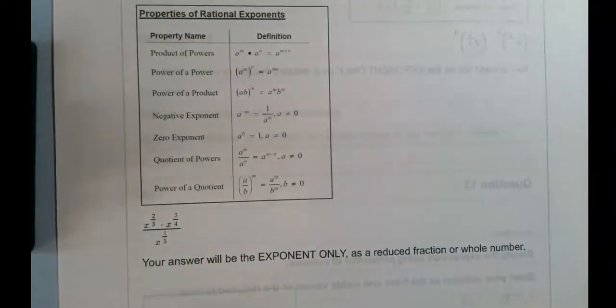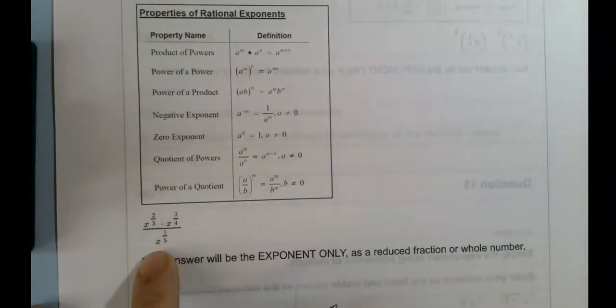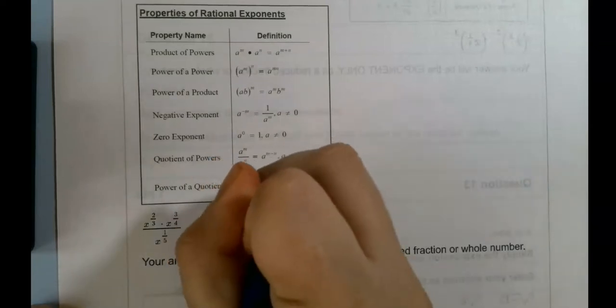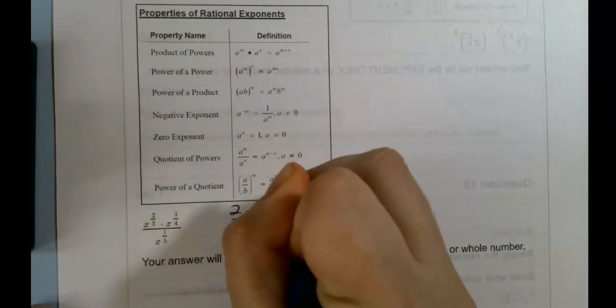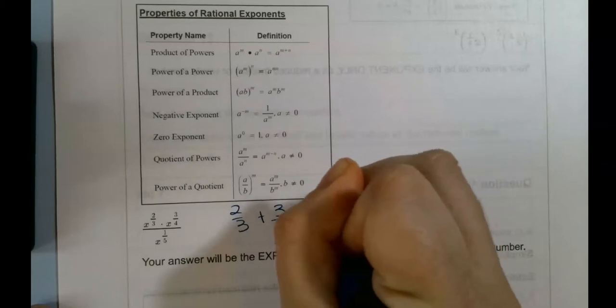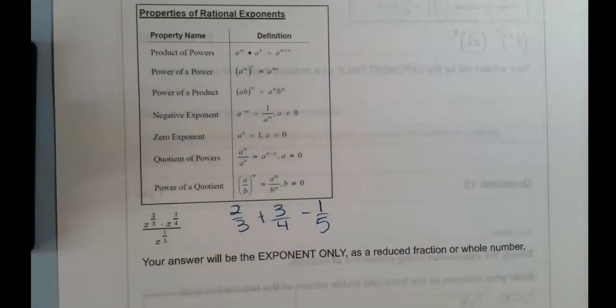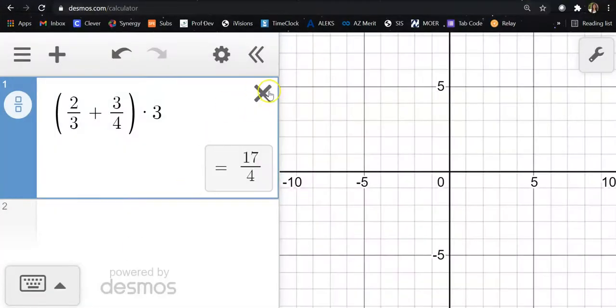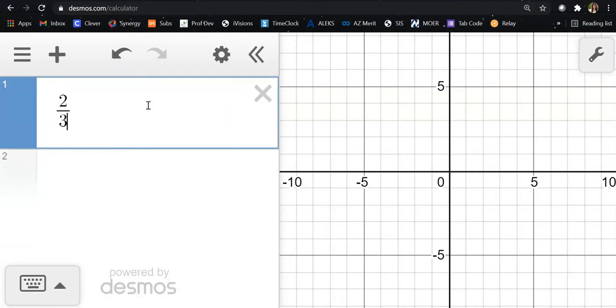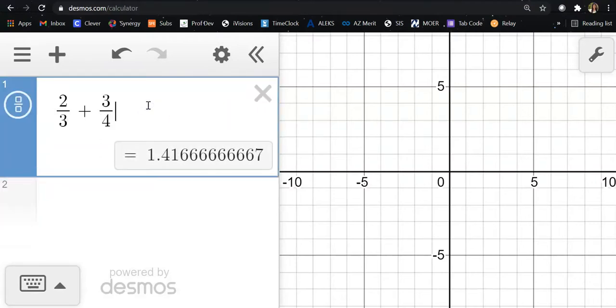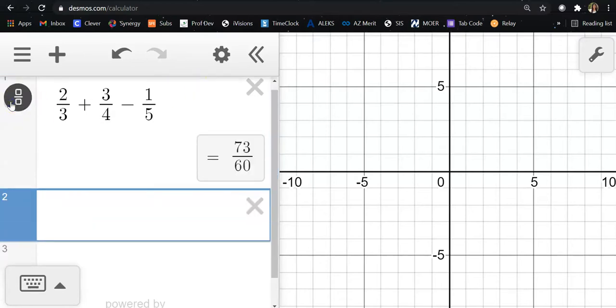Number 11 wants me to simplify. I'm adding on the top, subtracting for the bottom one. So I have 2/3 plus 3/4 minus 1/5. Oops. And I turn it back into a fraction, which gives me 73/60.